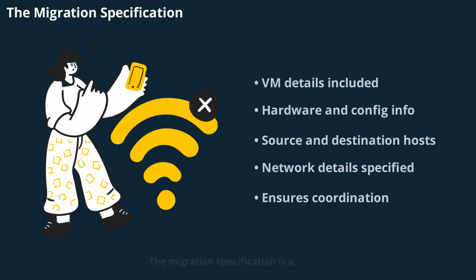The migration specification is a critical document in the vMotion process. It includes information about the virtual machine being migrated, its hardware and configuration, the source and destination ESXi hosts, and the vMotion network details. This specification ensures that both hosts are fully aware of what's being migrated and how.